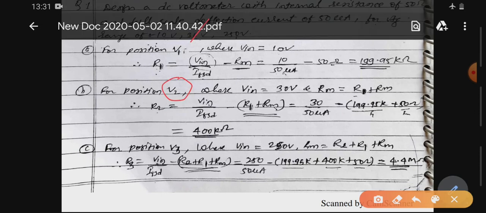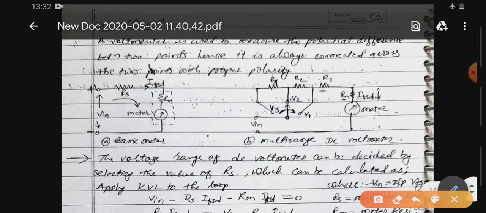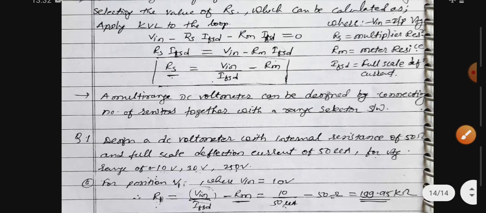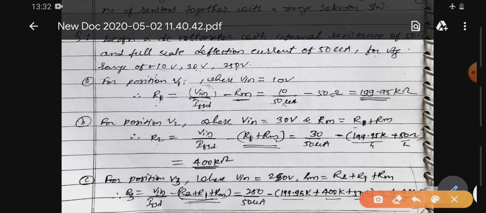Then for position V2, the second range is 30 volt, therefore Vin is equal to 30 volt. And now what will be the value of Rm? Instead of Rm, there will now be R1 plus Rm, because at position V2 you are calculating the value of R2, and it will be the combination of R1 plus Rm. So you can modify the formula like this: instead of Rs it is now R2, the same Vin by IFSD, and instead of Rm, now there is R1 plus Rm. Keeping the values, you will get 400 kilo ohm.